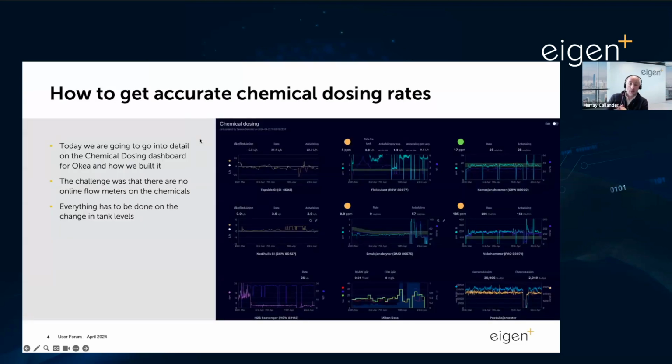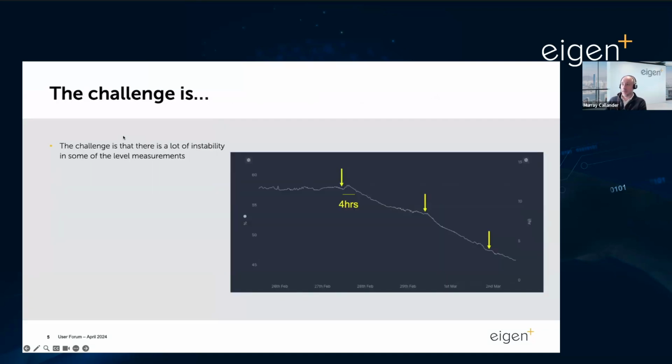So quick teaser, what's coming. We're looking at a dosing dashboard for chemicals in operations. The challenge was that there was no online flow meters. Everything had to be done from the change in tank levels. And that was quite difficult, especially for some of the tanks. So our early attempts had a lot of instability.